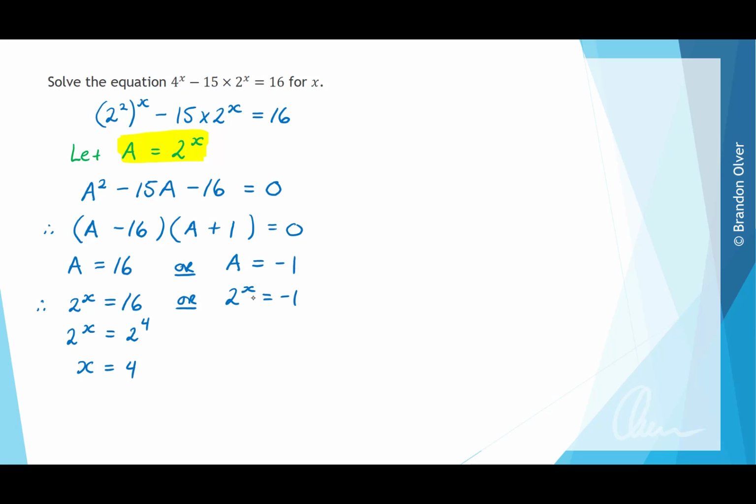And now there's no number that we can raise 2 to the power of that will give a negative number. So that means that there is no solution. For now, I'll provide a graphical interpretation of why that's the case.